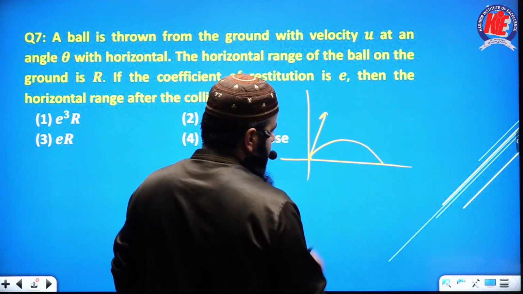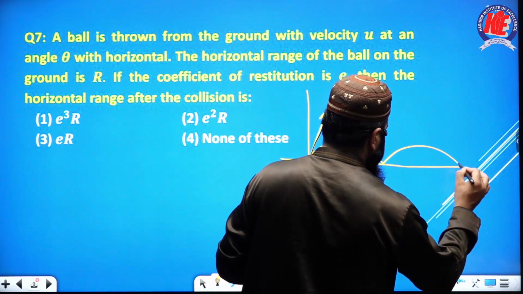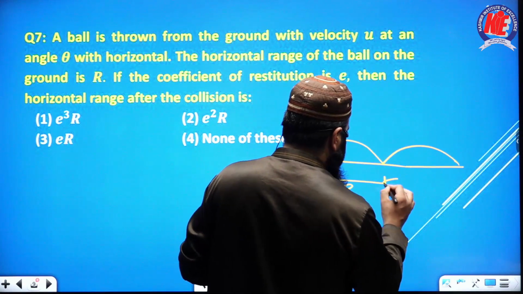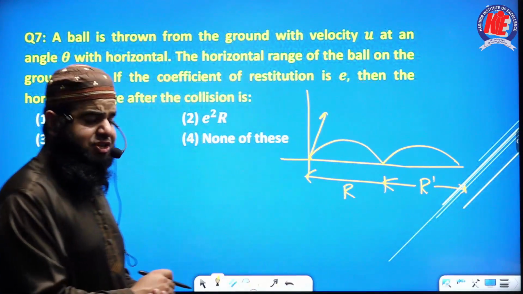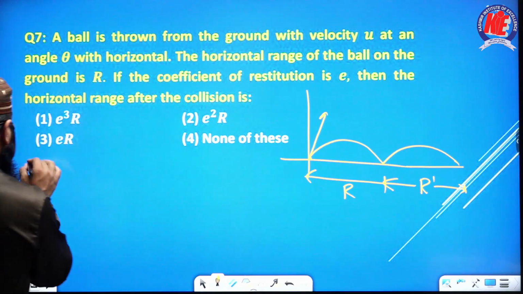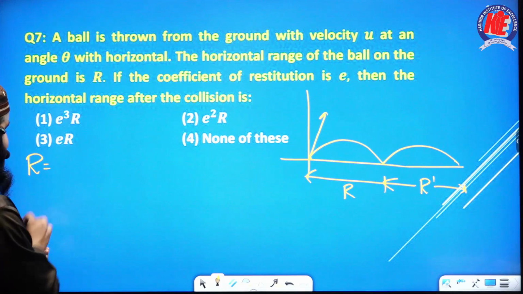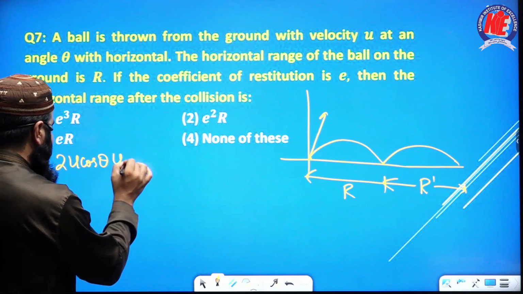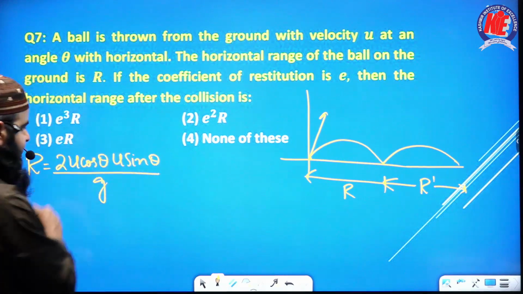So this will be your range. After that, the ball will go again like this, beta. So this is going to be the target. If I call this r and I call this r dash, what's the target? We have to calculate the r dash in terms of the r. First thing, if I want to write r, everybody knows that range is 2 times ux uy. 2 times ux is u cos theta, uy is u sin of theta divided by g. This is the first scenario.